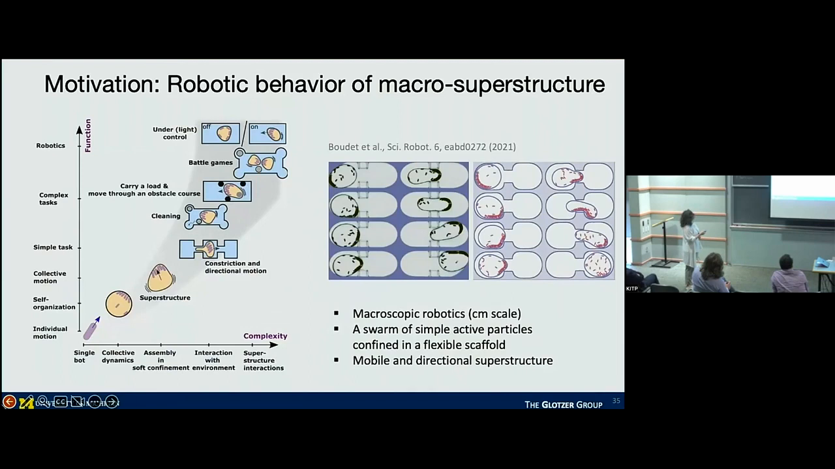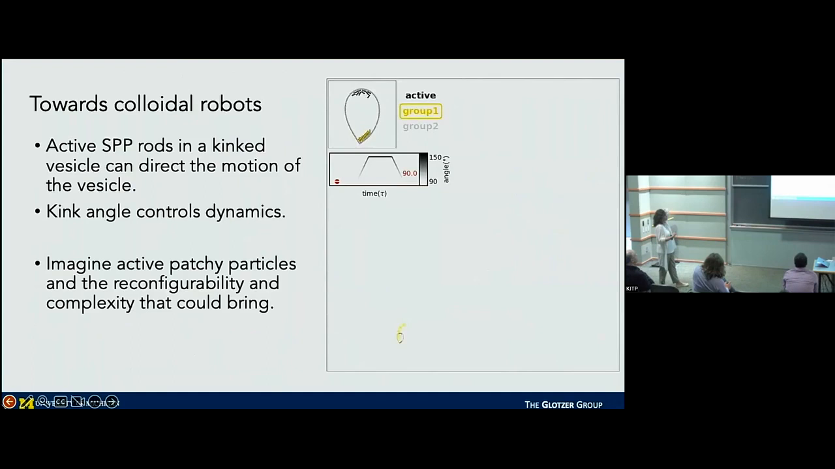So we were inspired by this work from Baudet et al. in Science Robotics from two years ago, where they made these centimeter scale things in 2D, with little active particles that they could get to move through little mazes. And we thought, what would it take to do that on a micron scale or a smaller scale? What kind of physics do we need, and what are the forces, the size of the forces like?